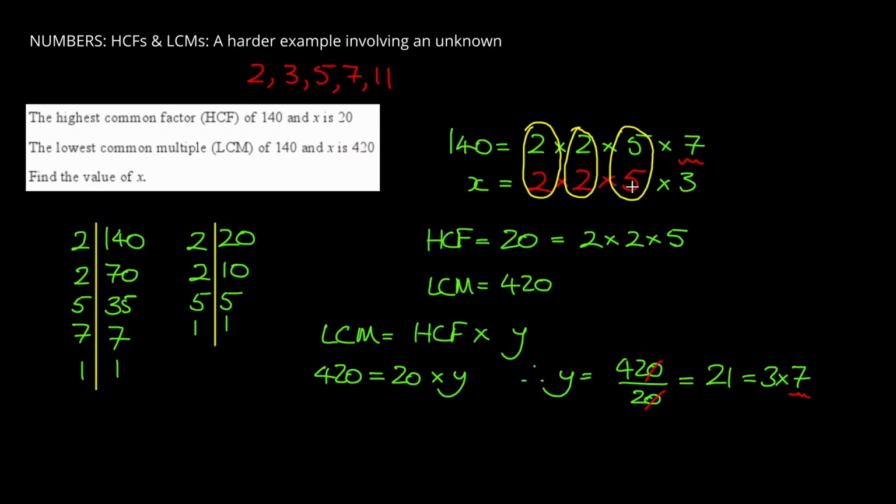So rewriting x, we've got x must be equal to 2 times 2 times 5 times 3. So this is 20 times 3, so this is equal to 60. And that is your answer.